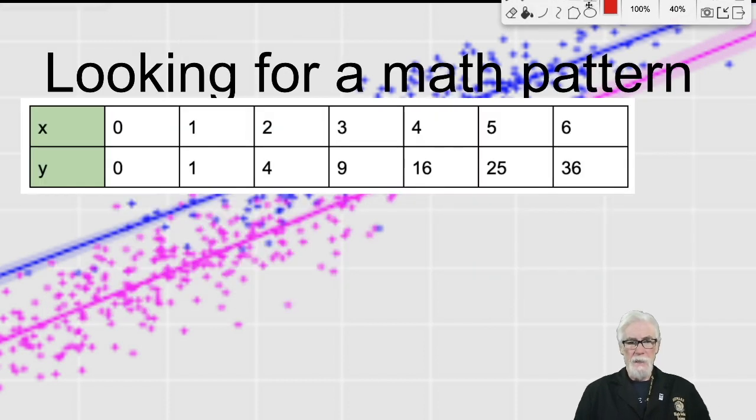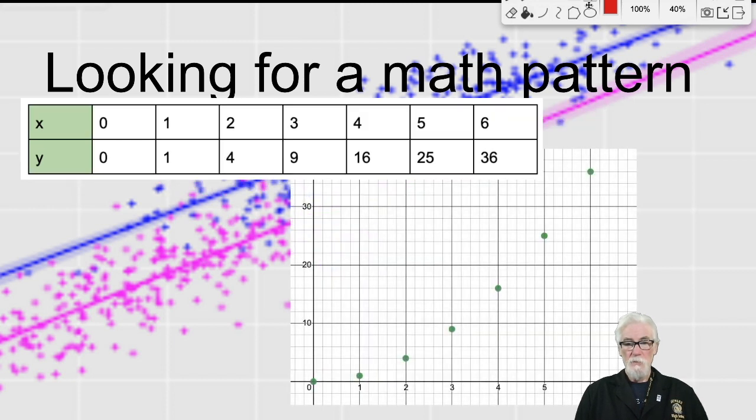Take a look at this data. We have some X and Y values here. These are just random numbers, not data. Can you see a pattern? Inspect the numbers that are the X's and the numbers that are the Y's and see if you can tell how they're related to each other. You may have noticed that all of the Y values are the square of the X values. 0 squared is 0, 1 squared is 1, 2 squared is 4, 3 squared is 9, and so on.